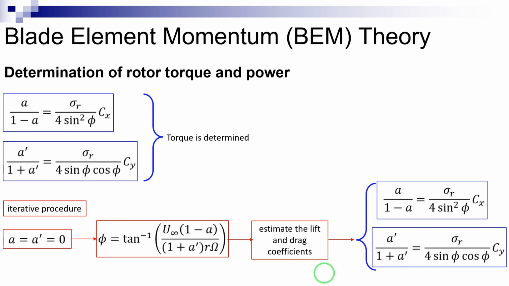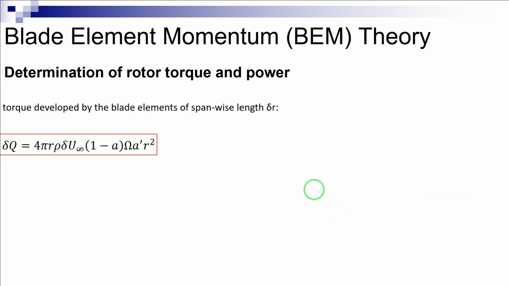From this equation, the torque developed by the blade elements of span-wise length delta r, delta Q, is calculated. The entire rotor therefore develops a total torque Q.